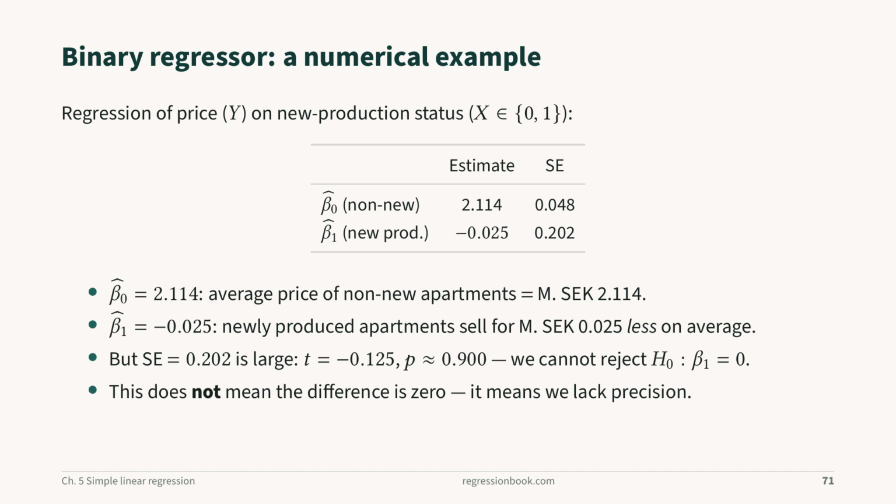A numerical example closes the loop on binary regressors. Price on new production status. The non-new intercept is 2.114 million with a standard error of 0.048. The new production coefficient is minus 0.025 million. So newly produced apartments sell for 25,000 kroner less on average. Its standard error is 0.202, giving a t-statistic near minus 0.13 and a p-value near 0.90. We cannot reject a zero difference. That reflects limited precision, not proof that the difference is 0.